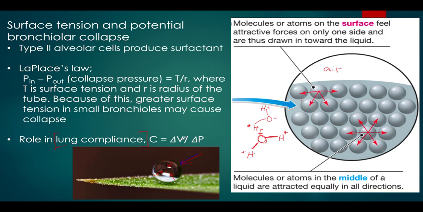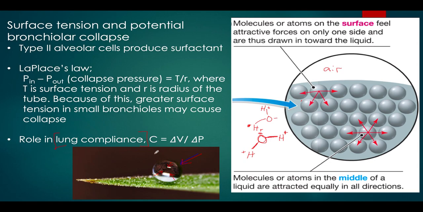They can also be given artificial surfactant. They can be given bovine surfactant from cows. And they're usually given drugs to help accelerate the maturation of the lungs.